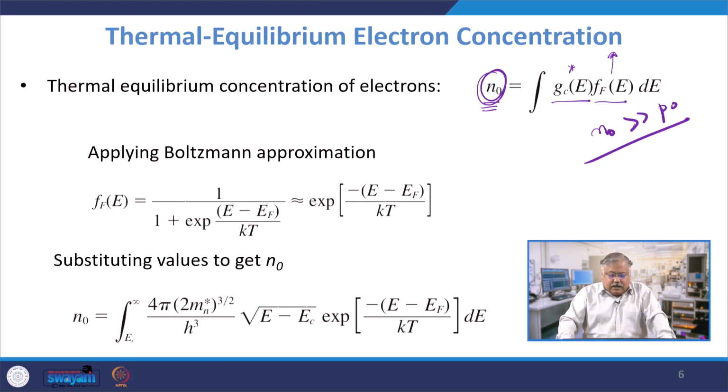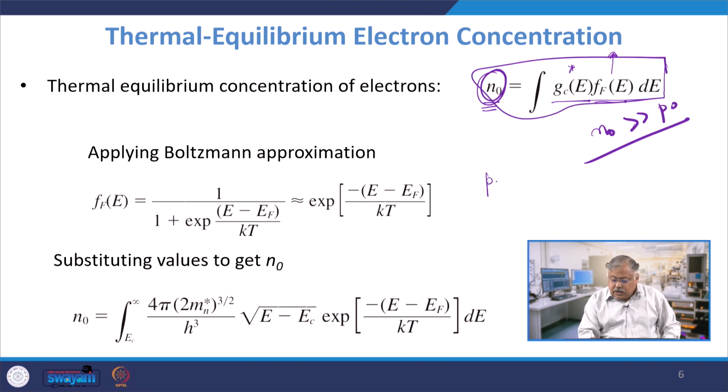Now let me come to the thermal equilibrium concentration. We define the concentration of electrons N0 to be equal to the integral of GC of E times F of E dE. Similarly, P0 will be given as the integral of GV of E into F of E dE.